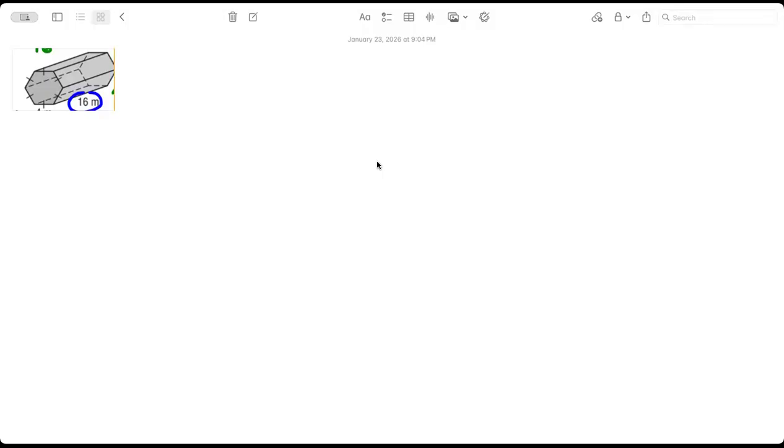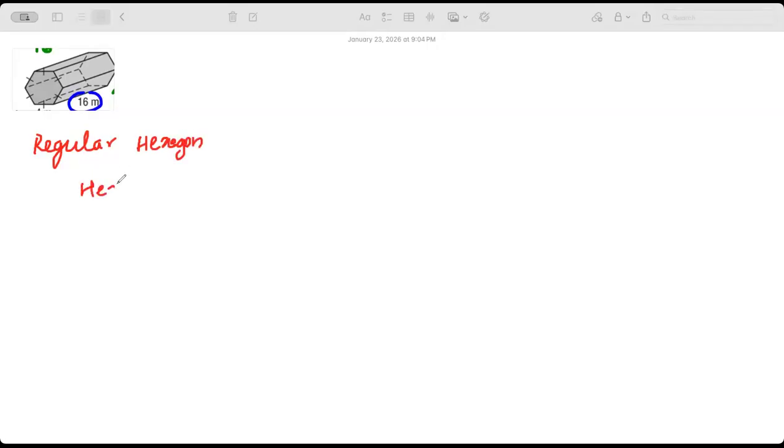A hexagonal prism. Yes, but why? What are those sticks on those? What do they mean? The sides are congruent, yeah. It's a regular hexagon. Regular means all sides are equal. Regular hexagon, and it's a hexagonal prism.